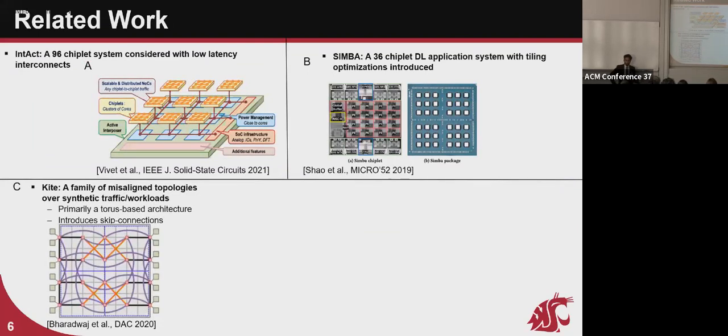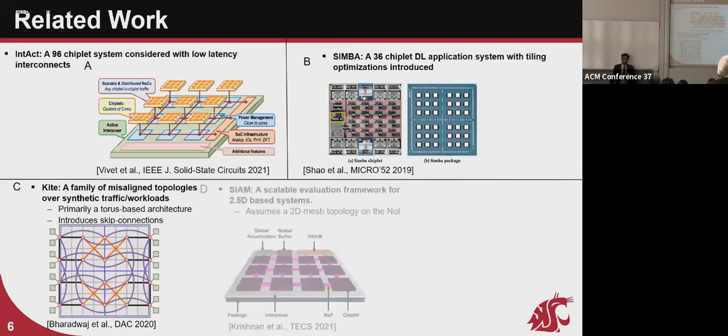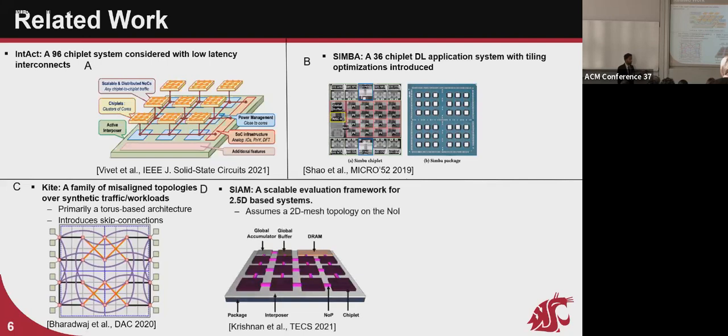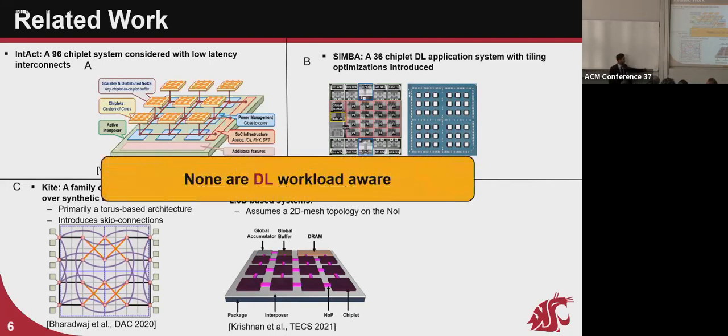Then there's a family of topologies called Kite, where skip connections are introduced, like the purple or the orange one, but it is primarily a torus-based architecture. And then there's SIAM, which was one of the CASES papers in 2021. It's a scalable evaluation framework in 2.5D systems. It assumes a 2D mesh on the NOI. None of these works are DL workload aware, so we don't know what we might be expecting as time goes on. There might be an imaginary net.